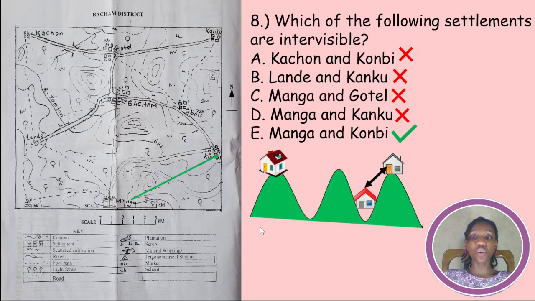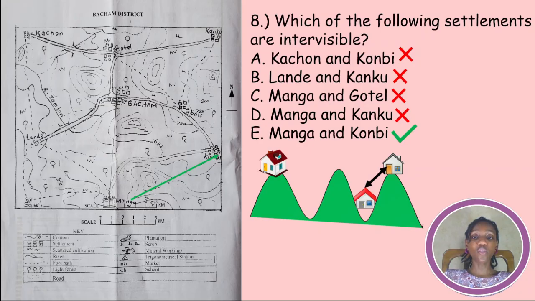Now make sure to always read your questions carefully, because in our previous correction video, NECO 2023, they asked a similar question with a twist, which was: the pair of settlements that is not intervisible is. So in that case, the question was asking which of these pair of towns cannot be seen from the other, which is not the case in this question. So in exam, please don't assume.